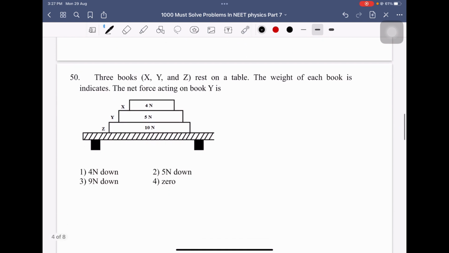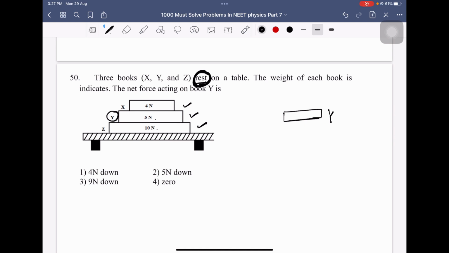Next question. 3 books X, Y and Z rest on a table. The weight of each book is as indicated. Weight of X is 4 Newton, weight of Y is 5 Newton, weight of Z is 10 Newton. What is the net force acting on the book Y? That we have to calculate. First, what you have to see is a very important thing. The books are at rest.